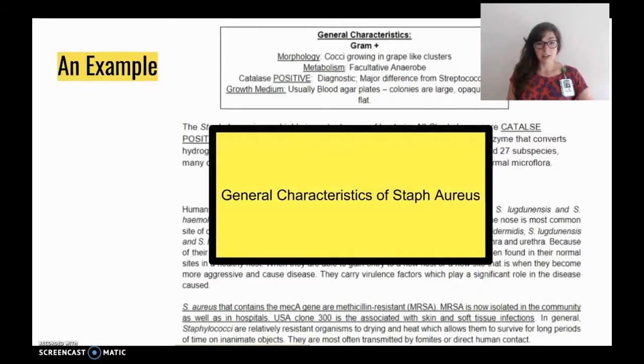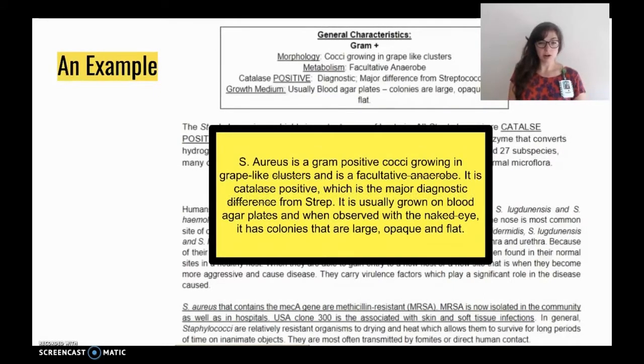All right, so the front is general characteristics of Staph aureus, and the back reads, Staph aureus is a gram-positive cocci growing in grape-like clusters, and it's a facultative anaerobe. It's catalase positive, which is a major diagnostic difference from strep, and it's usually grown on blood agar plates, and when observed with the naked eye, it has colonies that are large, opaque, and flat.